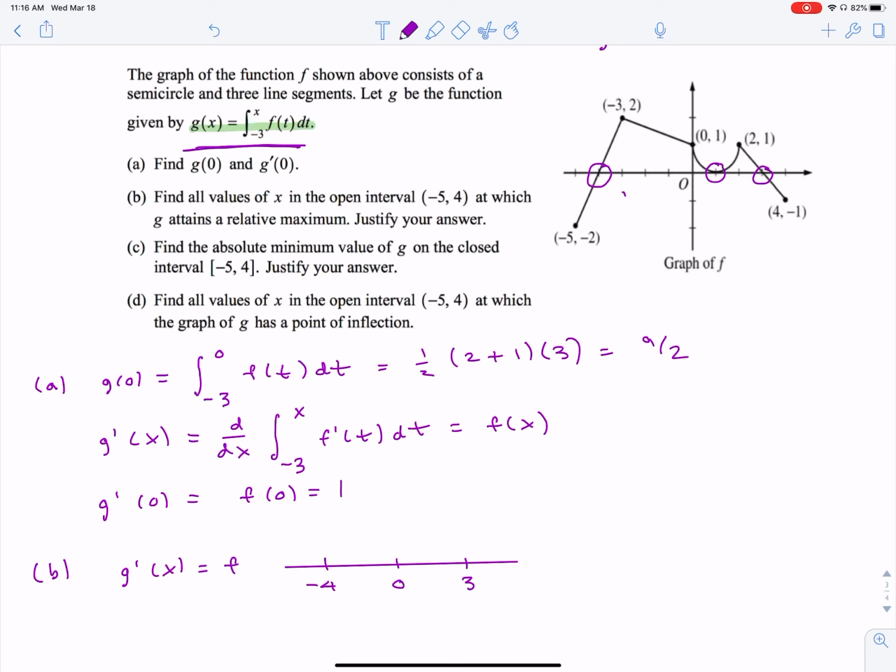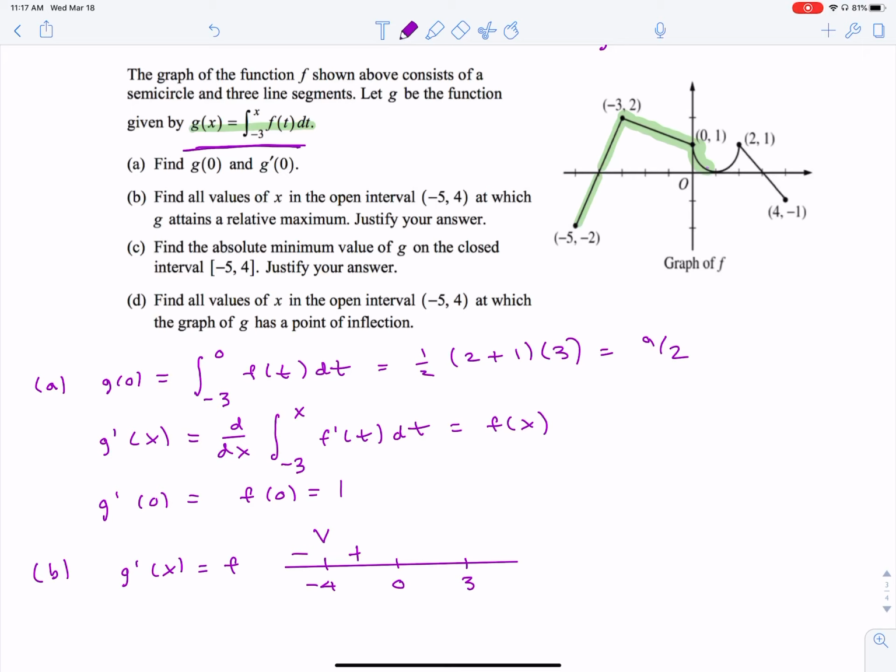Next, I want to go make a sign chart. So remember, I look to the left and I look to the right of each critical value. So let's look to the left of -4. To the left of -4, the graph lies below the x-axis, which means all those values are negative. Notice to the right of -4, all the values are positive. So in other words, we have a relative minimum there. Okay, let's keep on going.